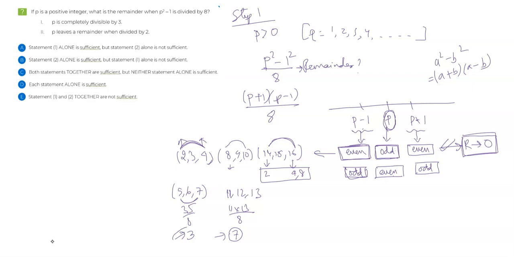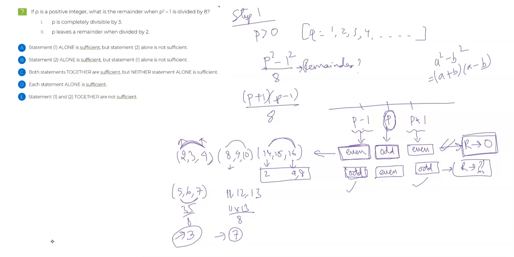But the point that I'm trying to make is that when p is even, the remainder can be anything depending on what p minus 1 and p plus 1 are exactly. So I need to know the exact value to figure out what the remainder will be.